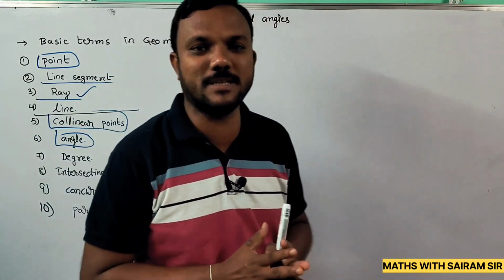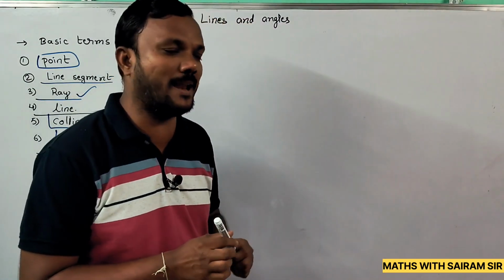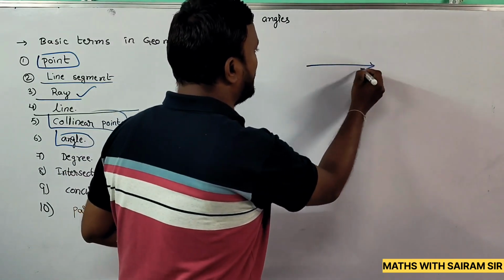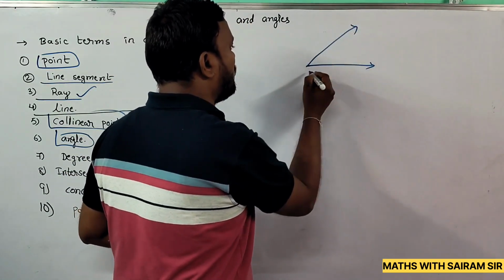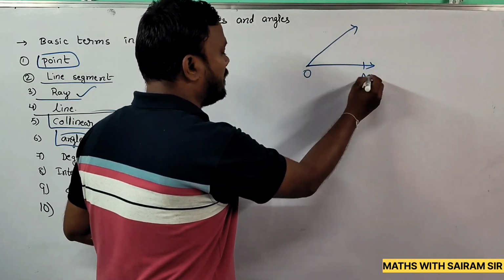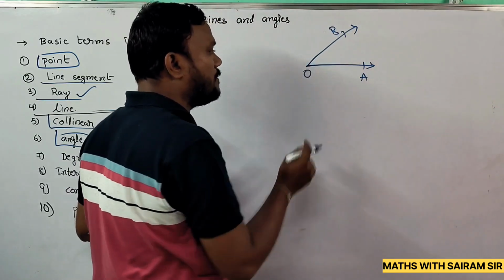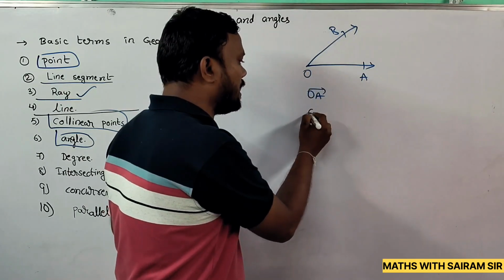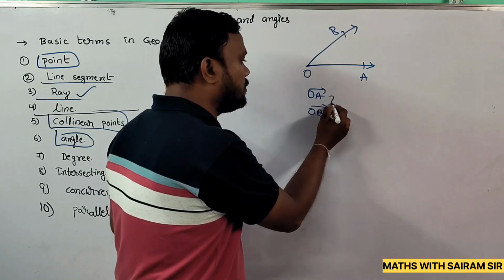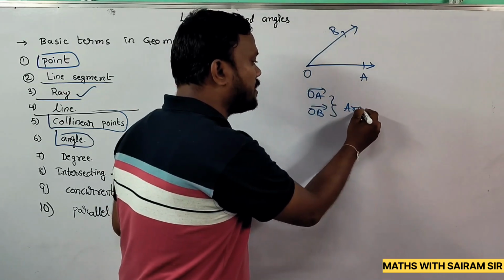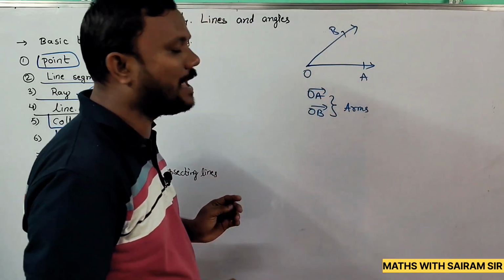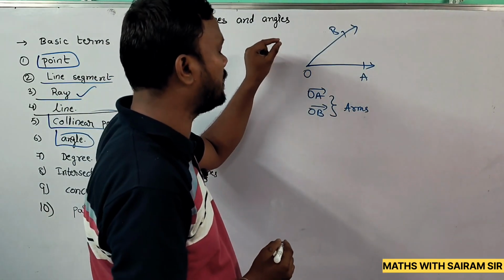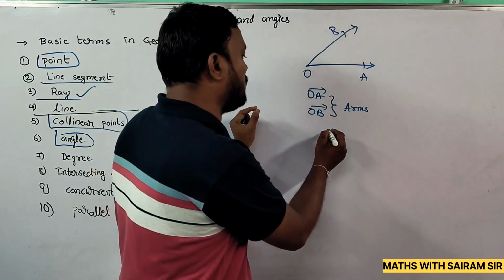Just now we have discussed an angle. An angle means, if two rays have the same initial point, then that forms an angle. Here, angle AOB is formed by the two rays, ray OA and ray OB. These two rays are called the arms of this angle. And at what point is an angle formed? Here, this angle is formed at point O.